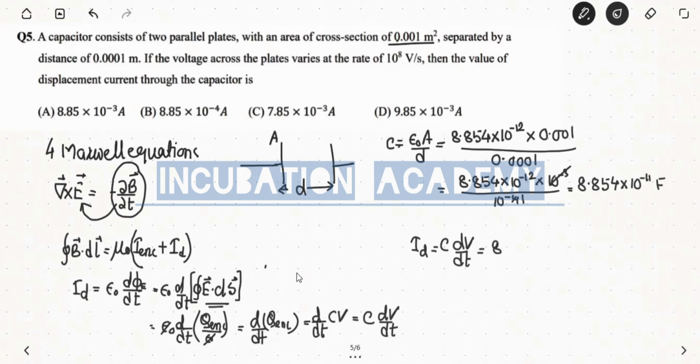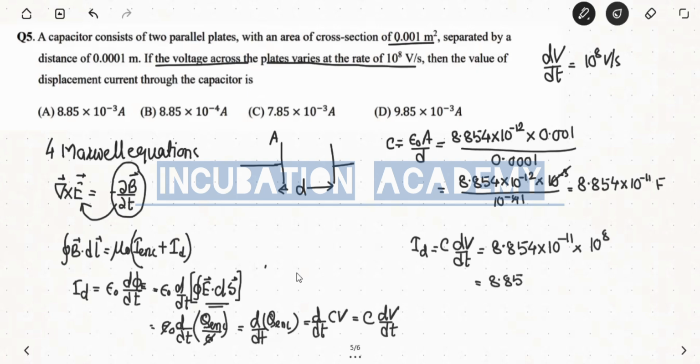C is 8.854 into 10 to the power minus 11. Now dV/dt. If the voltage across the plates varies at 10 to the power 8 volt per second, that is dV/dt, 10 to the power 8 volt per second. If I place it here, this will become 8.854 into 10 to the power minus 3 ampere. So option A is the correct option here. Thank you all of you.